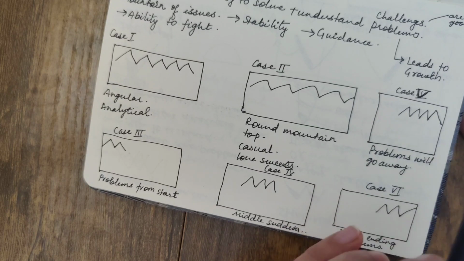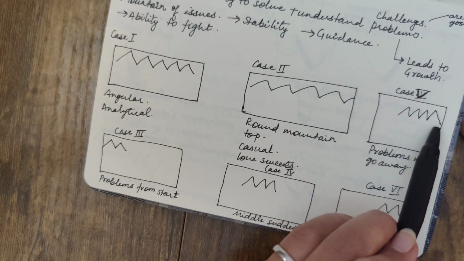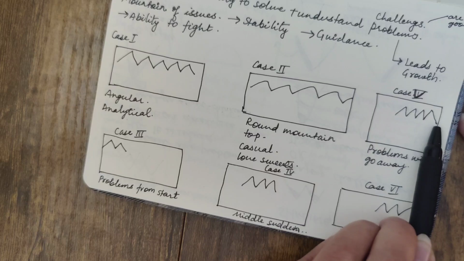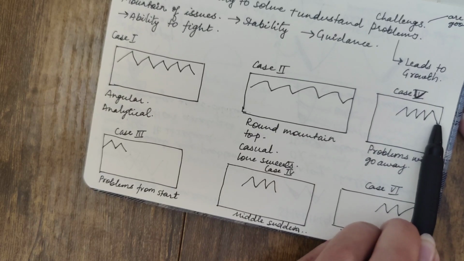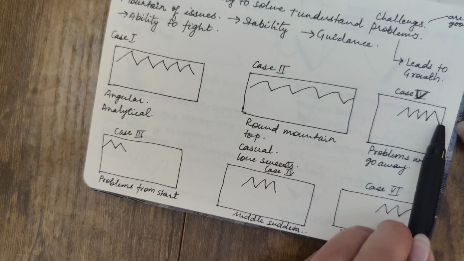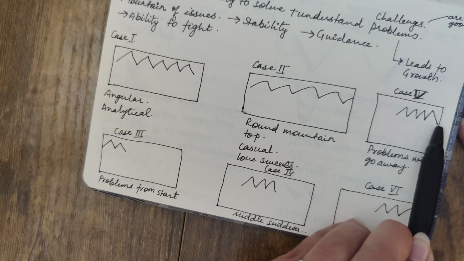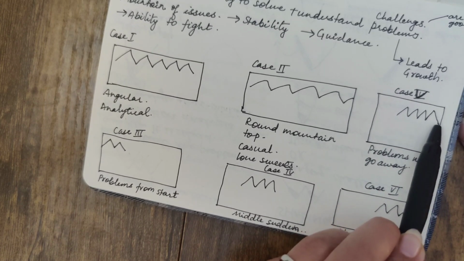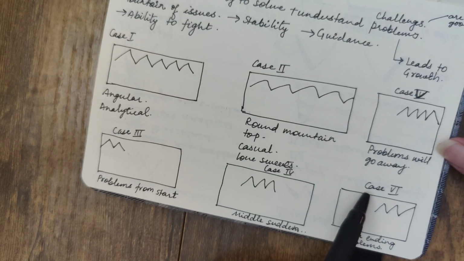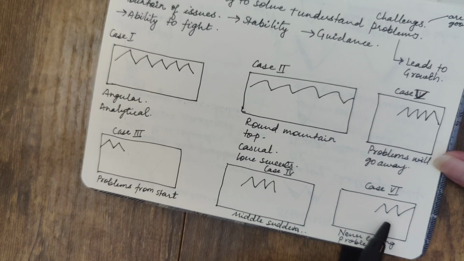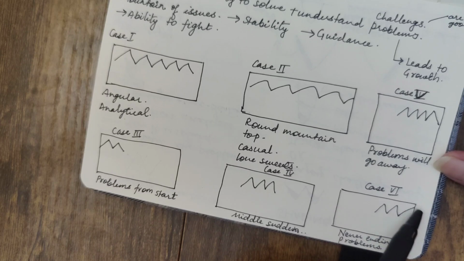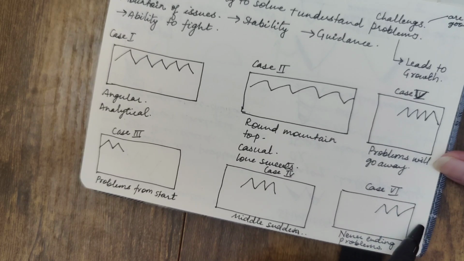But remember, this is quite interesting to note here, this mountain reaches the base, so it is ending here like that. So they do see problems coming, but they feel that they will end, they will go away. In the last case here, this person does anticipate the problems in the future, but they are not ending because this peak doesn't come down.